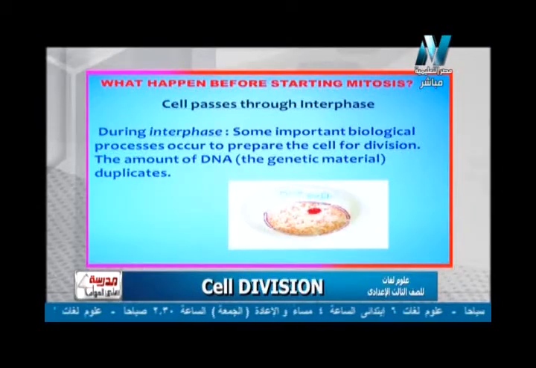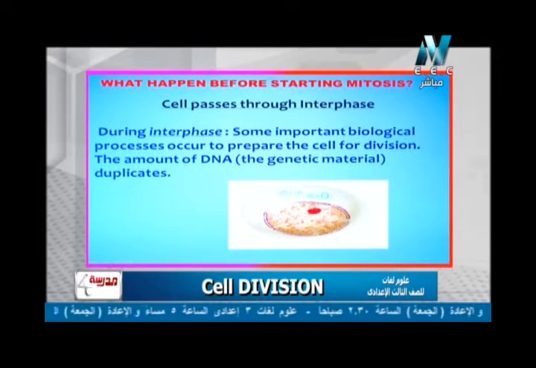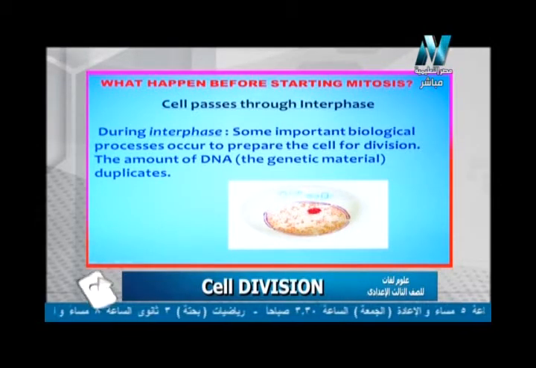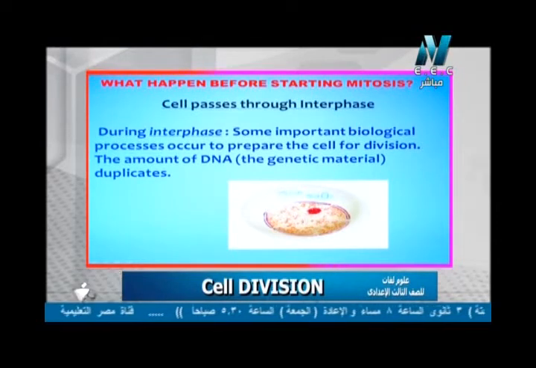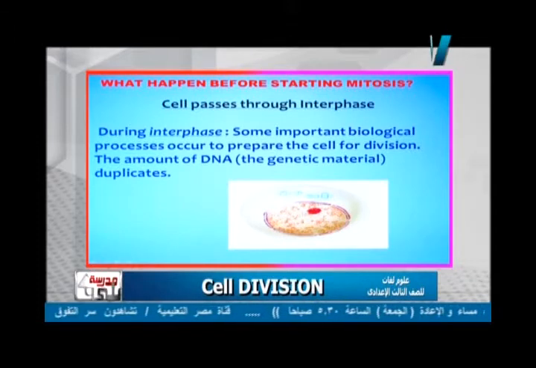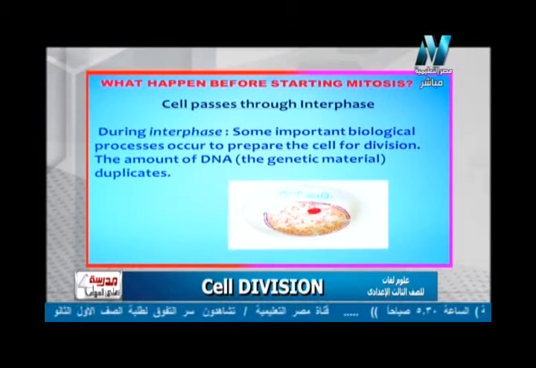Okay? This is the structure of the cell. The outer membrane is called the cell membrane. This is the nucleus. The nucleus contains a nuclear membrane on the outside. Inside it there is the nucleolus, and all of these are genetic material, which we called chromatin reticulum. Okay, now we start the first phase of division.